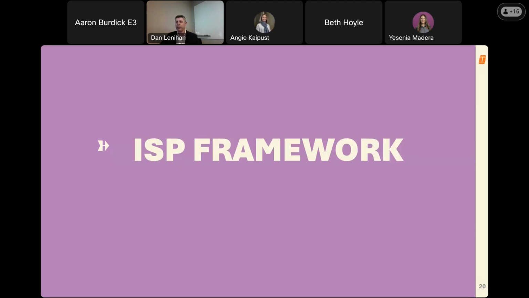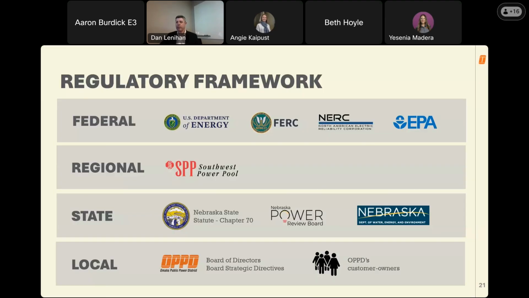So now I'm going to get into the framework for how we're setting up this integrated system planning study. And I'm going to start with the regulatory framework on the next slide. So as I mentioned earlier, a key consideration in this ISP framework is going to be to ensure we're compliant with the multiple electric utility regulations. And these regulations are set at the federal, regional, state, and local level.